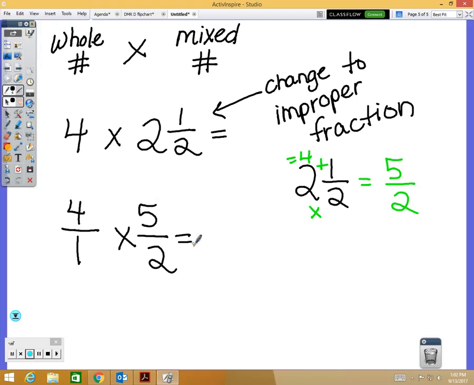Now you multiply straight across just like we did on all the other problems. So when you multiply straight across, you get what over what? 20 over 2. And 20 over 2 equals 10. 2 goes into 20 10 times. Very good. I'd like for you to try one of these on your own, and then I'm going to give you your assignment.